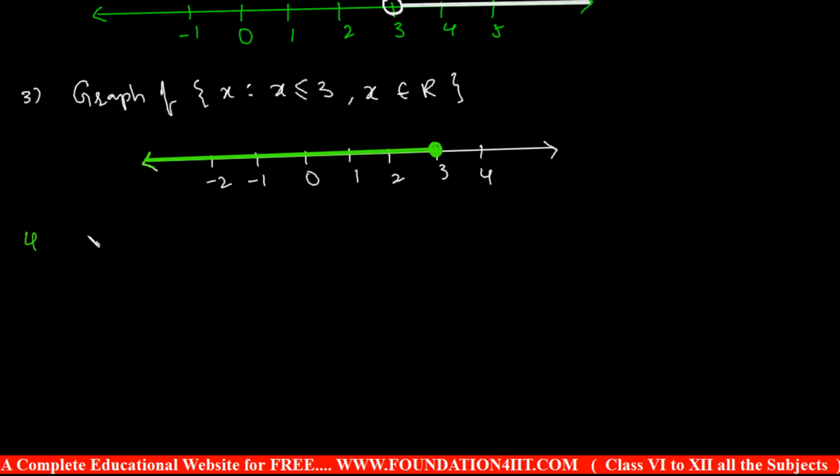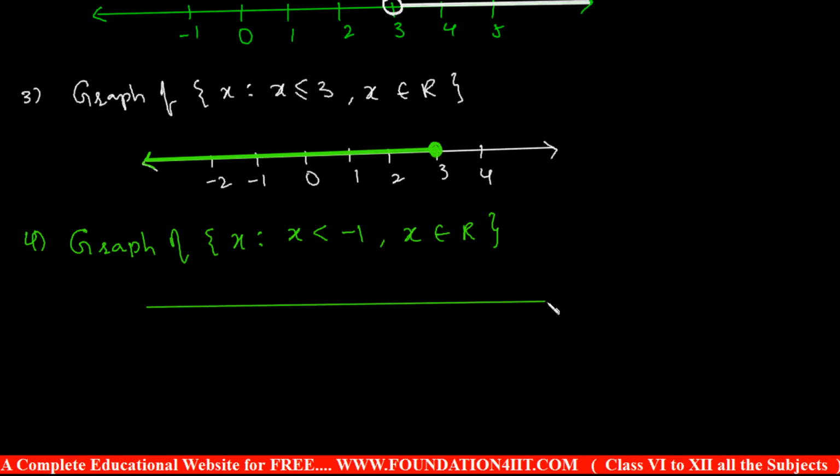When they will give graph of x such that x is less than minus 1 and x belongs to the real numbers. X is less than minus 1, so minus 1 is not included in this. So according to that, just you can take 0, 1 positive numbers, minus 1, minus 2, minus 3 and so on. Here x is less than minus 1, so minus 1 is not included.